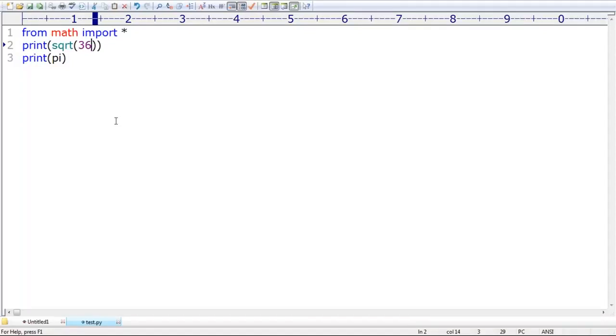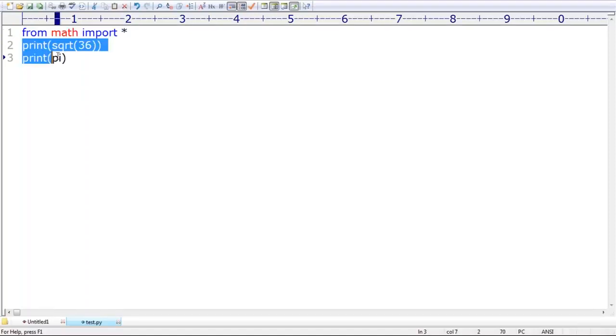From math import star: I want to import all the members so that I can use the member names directly. That's all. This is what you should be clearly aware of. But this type of thing is not recommended, because readability is going to go down. Whenever we use this star symbol, readability by default is going to go down.